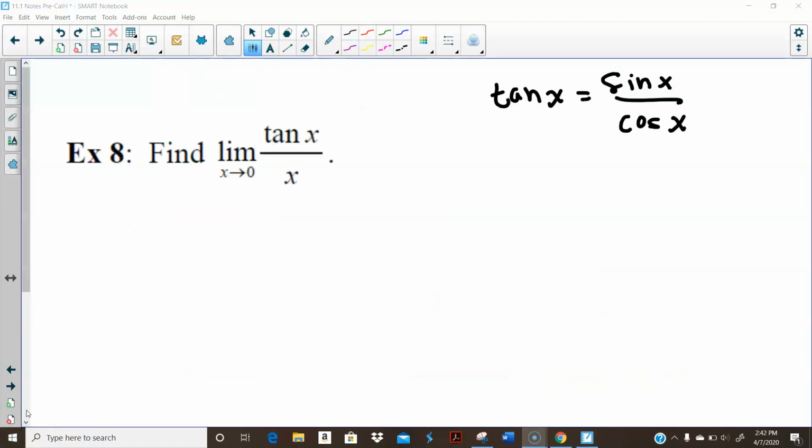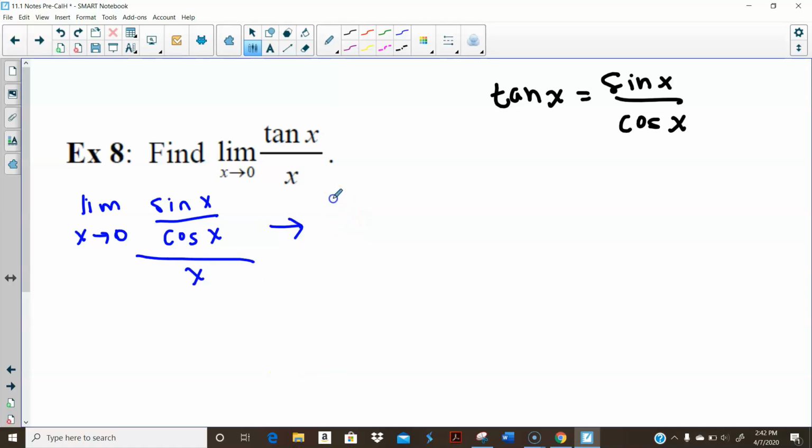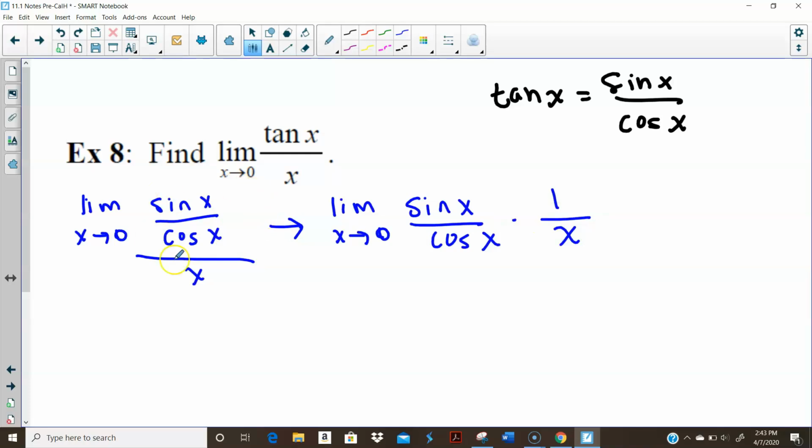In this example, we're going to find the limit as x approaches 0 of tan x over x. So the first thing we're going to use is our identity over here, that tangent x is equal to sine x over cosine x. So this is going to be the limit as x approaches 0 of sine x over cosine x divided by x. So I can rewrite this as the limit as x approaches 0 of sine x over cosine x multiplied by 1 over x. I did keep it, flip it, and then change the divide to multiply.